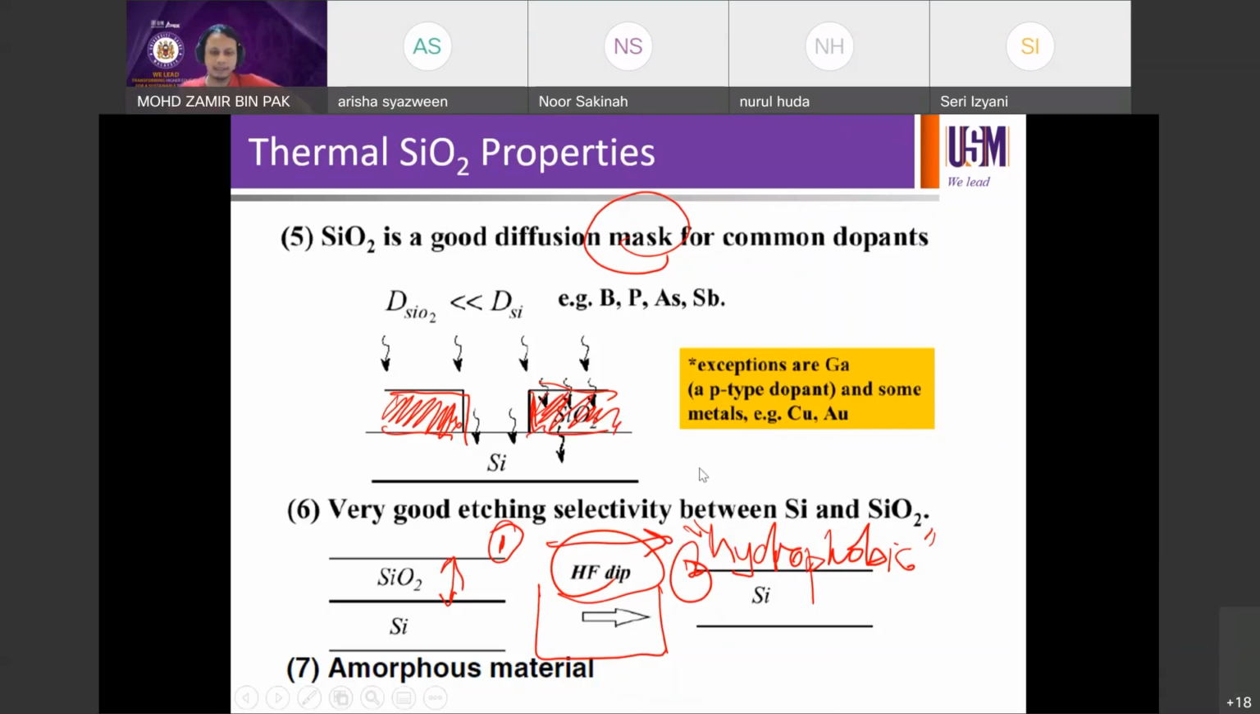So silicon dioxide is an amorphous material, so that means it doesn't have any periodic arrangement of atoms like what we learned in 386. Okay, monocrystalline, polycrystalline, but silicon dioxide in this case is an amorphous material, so there's no periodic arrangement at all. You just find atoms everywhere in no arrangement whatsoever.